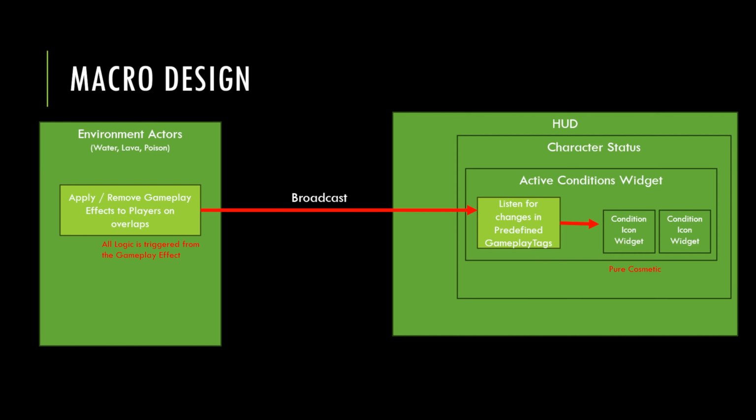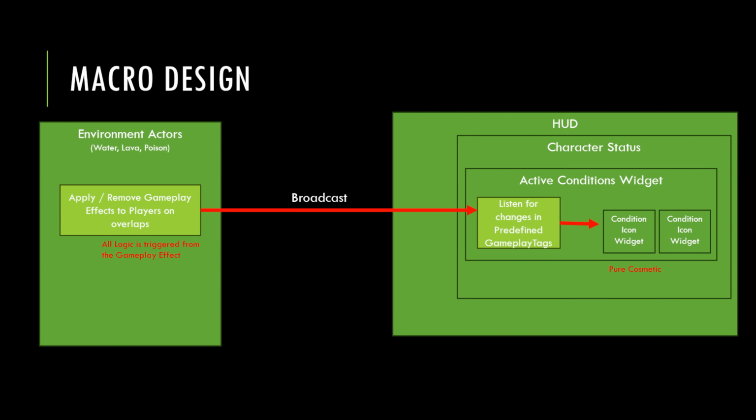So the way this is working is we have a series of environmental actors. You'll see water, lava, and poison. They're just actors in the world that will apply and or remove various gameplay effects when the player overlaps with those actors. And then all of the logic, whether it's applying damage or dealing with some of our survival attributes that we did in the last video, is triggered from within the gameplay effect itself. So that is doing all of the work.